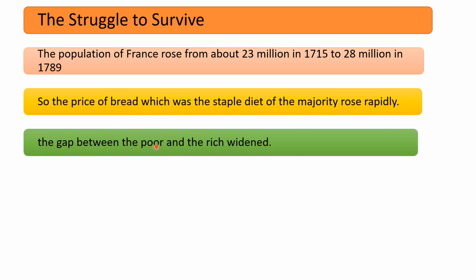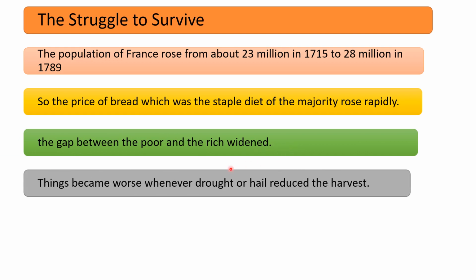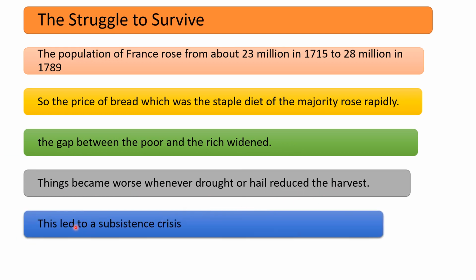The gap between the poor and the rich widened. Things became worse when drought or hail reduced the harvest. This led to a subsistence crisis.